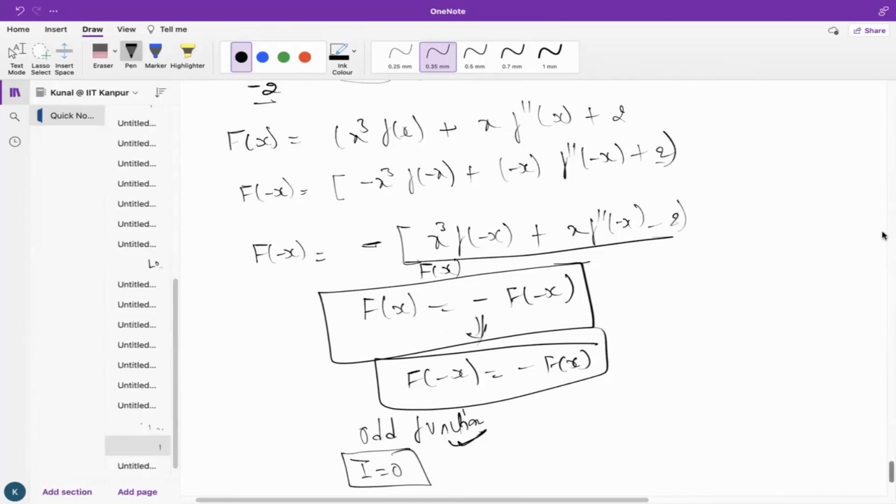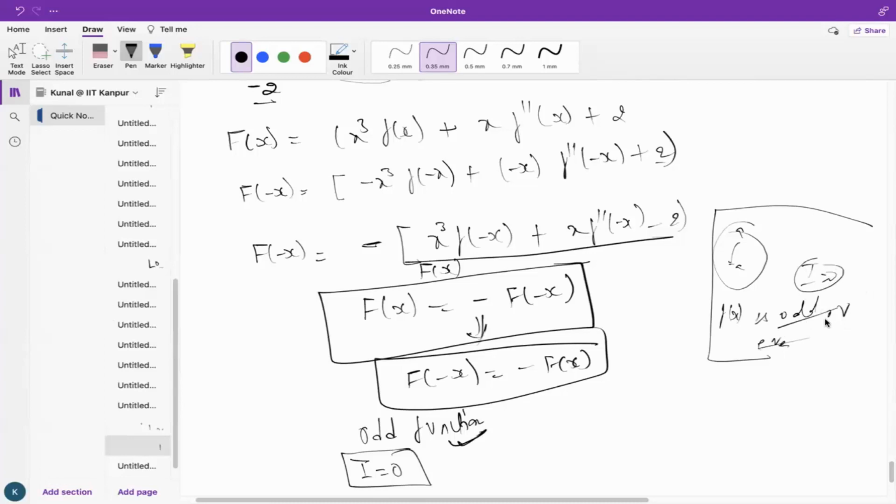So what I'm trying to say is, first check, if the limit varies from minus a to a, whether the given function is odd or even. If the function is odd, you can directly write I is equal to 0. If the function is even, then you have to proceed and follow the steps I taught you. I hope these things are clear to you.